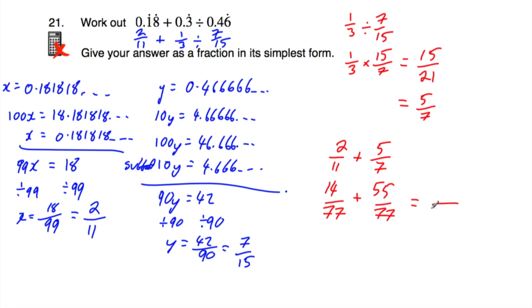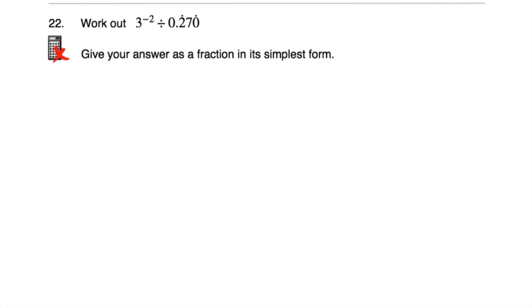And now we just need to work this out. So 14/77 plus 55/77 would be 69/77. And that's it. And that can't be cancelled down, and it's a fraction, so that's fantastic. So we've worked it out. So 0.18181818 plus 0.333333 divided by 0.4666666 and so on would give us 69/77. And that's it. Okay, let's have a look at our last question.